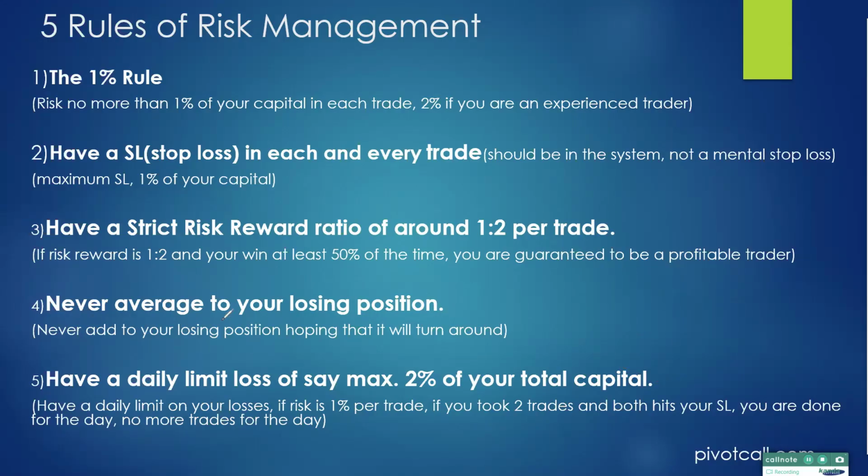Never average your losing position. What does that mean? I said red candle retracement pattern. You will take the trade when price comes to the high of this candle and you will short here, right? And you'll book the profit once it is at a good risk reward and you'll keep the stop loss here. But what happens?